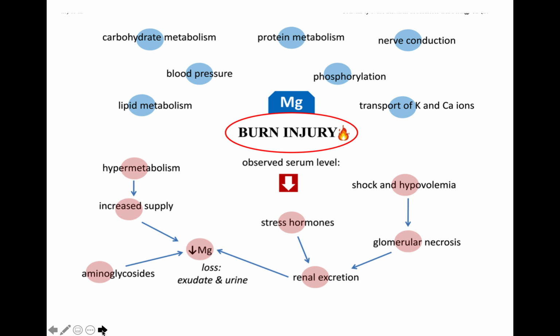So this just summarizes the reasons for low magnesium in burn injuries. The hypermetabolic response results in an increased demand. Patients who get aminoglycosides, diuretics, or PPIs, it alters the renal excretion. Stress hormones such as cortisol and aldosterone also influence renal excretion, and shock and hypovolemia in the initial resus phase can result in glomerular necrosis, which also alters renal excretion, and all of these can result in hypomagnesemia.